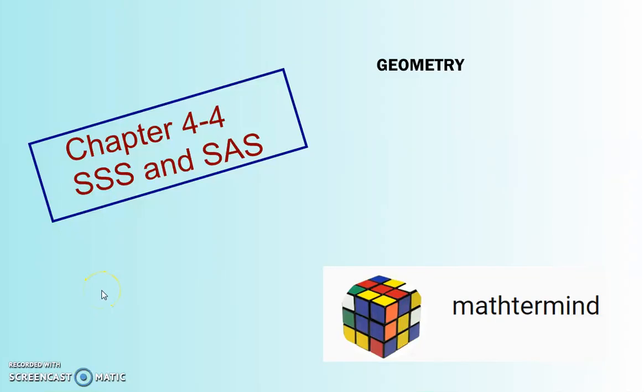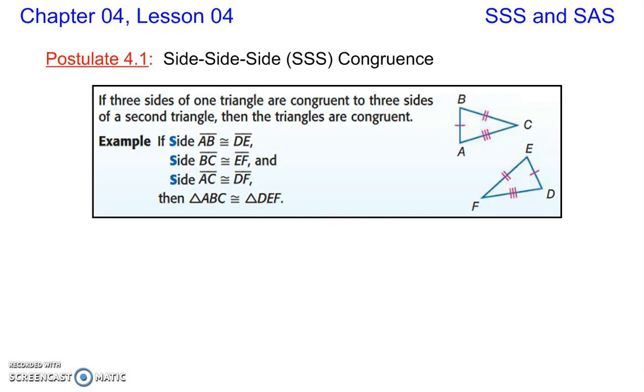And here we go, back at it again with some geometry. My favorite tree. We are doing chapter 4-4, SSS and SAS, which stands for side, side, side, and side, angle, side. All right, here we go.